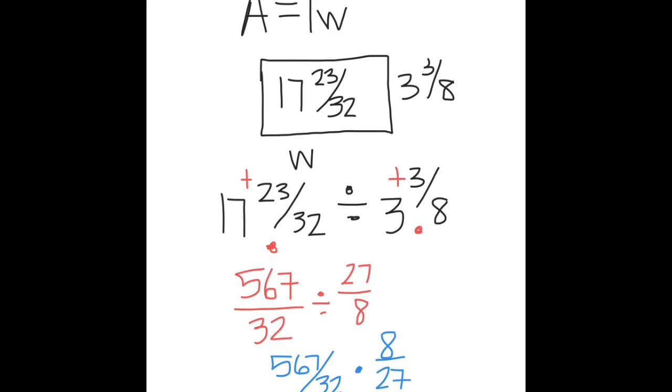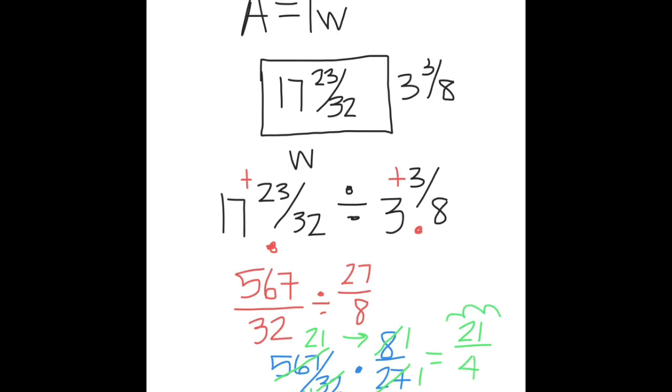Well, 8 will go into itself 1 time, 8 will go into 32 4 times. I know that 567 is divisible by 9 just because 5 plus 6 plus 7 is 18, but I want to see if it's divisible by 27, and it is. 27 will go into itself 1 time, 27 divides 567 21 times. Multiply straight across. 21 times 1 is 21. 4 times 1 is 4.